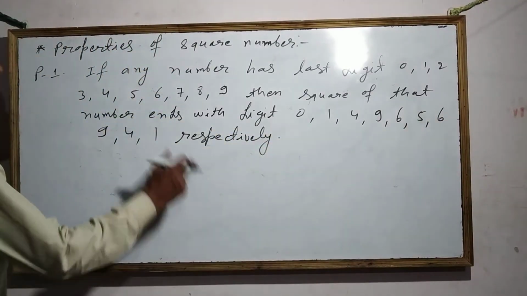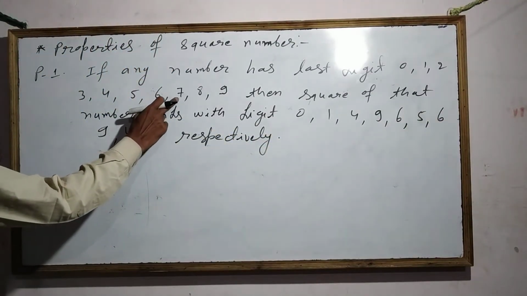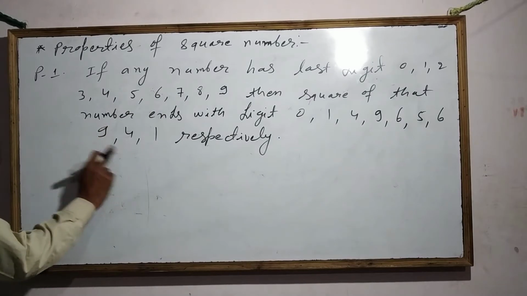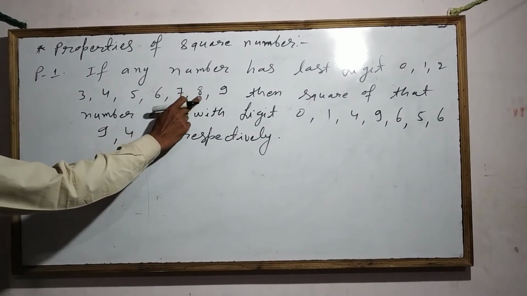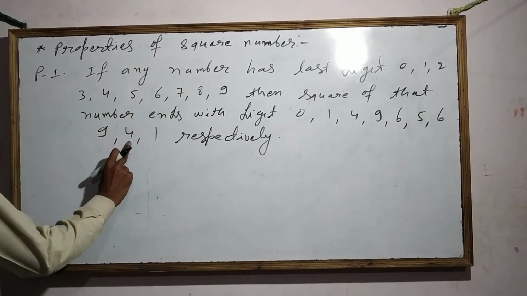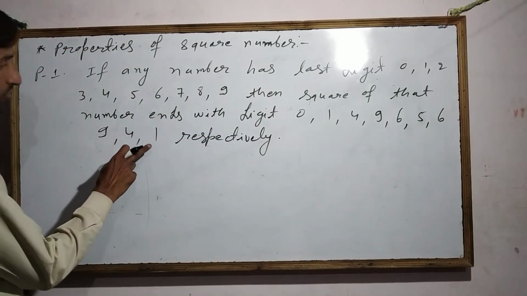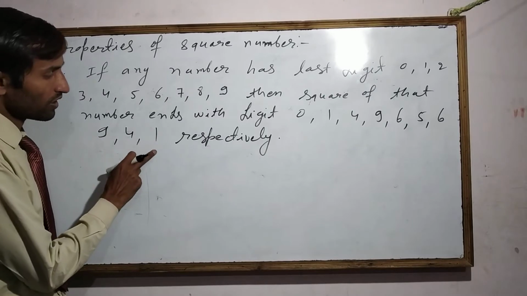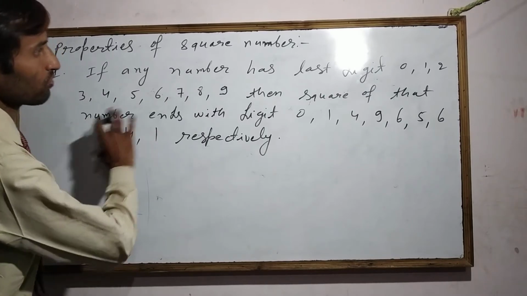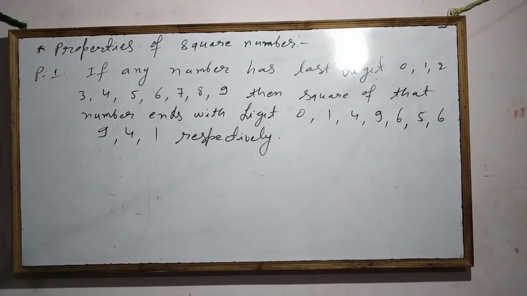Okay, and next, if any number ends with 7, then its square ends with 9. If any number ends with 8, its square ends with 4. If any number ends with 9, then its square ends with 1. So this is the first property.